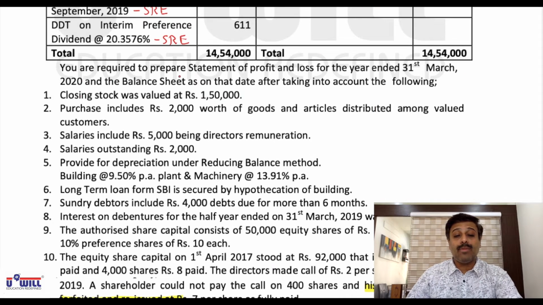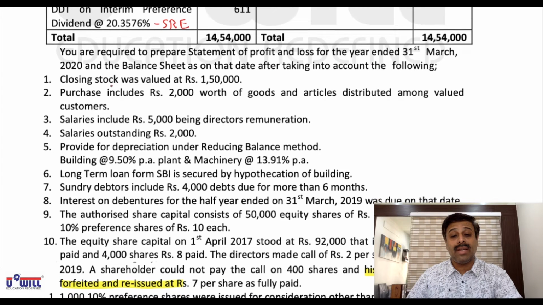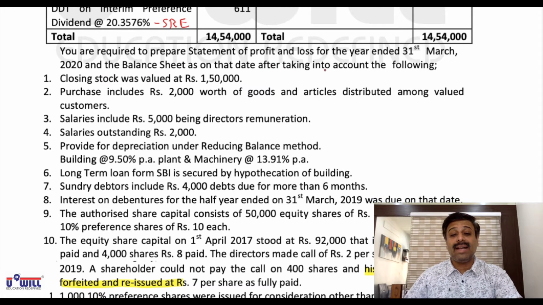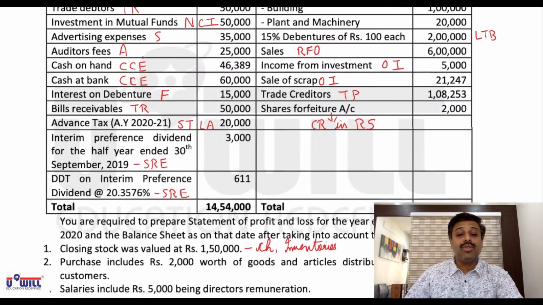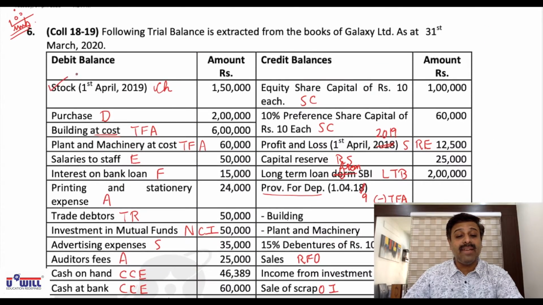Now, you are required to prepare the statement of profit and loss for the year ended 31st March 2020 and the balance sheet as on that date after taking into account the following. Closing stock was valued at 1,50,000, so we will minus it in change in inventories, and also we will show it as inventories itself. Okay, so put a tick on opening stock, from there we have to minus it.